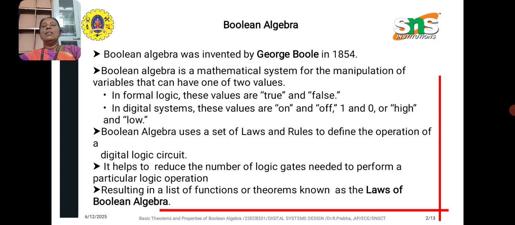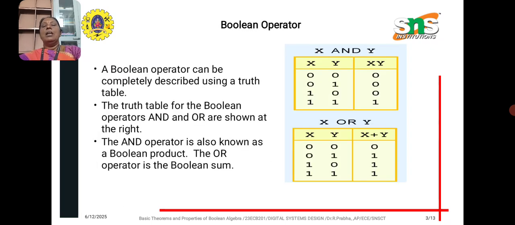And this Boolean algebra consists of a set of laws and rules to define the operation of a digital circuit, and it helps to reduce the number of logic gates needed to perform a particular logic operation, and this results in a list of functions and theorems known as laws of Boolean algebra. And now we are going to see the Boolean operator.